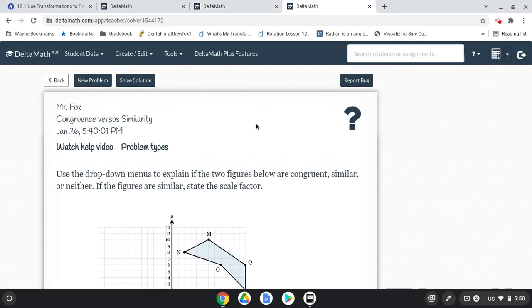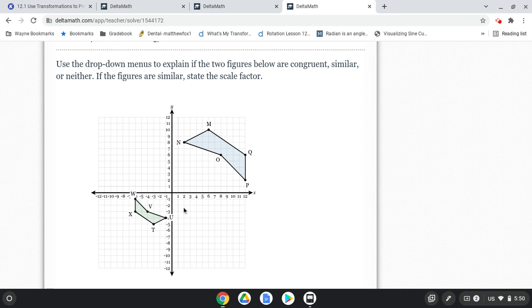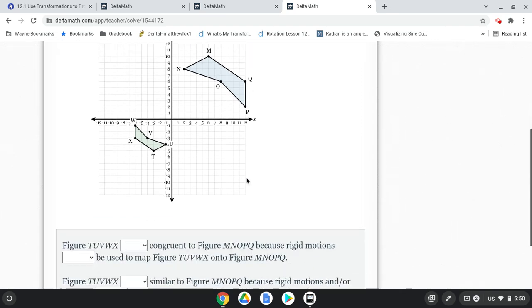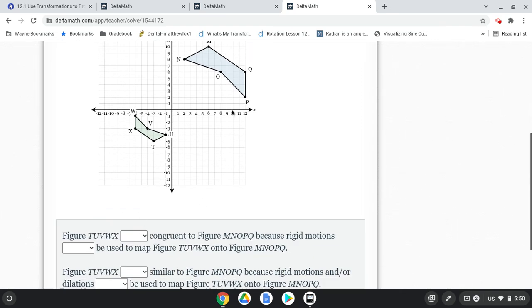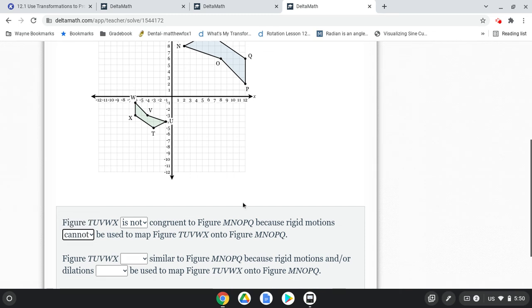Okay, so then the third type of problem. Now we are not actually moving it. We are just using drop downs. So if we look at these, this first one, it asks, is this figure congruent because rigid motions are used to map it on? If we look, they are clearly not the same size. So it is not congruent because rigid motions cannot be used to map it on.